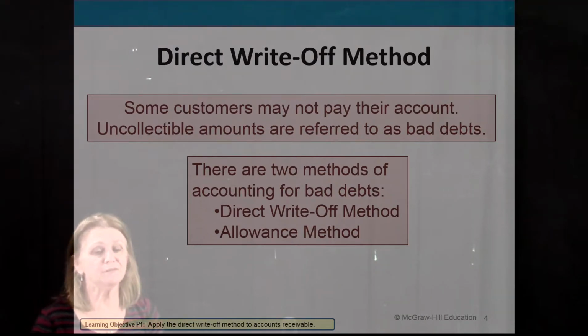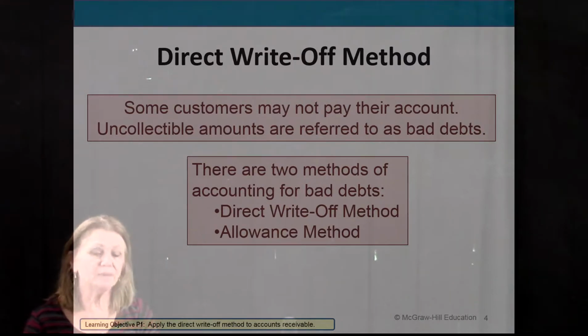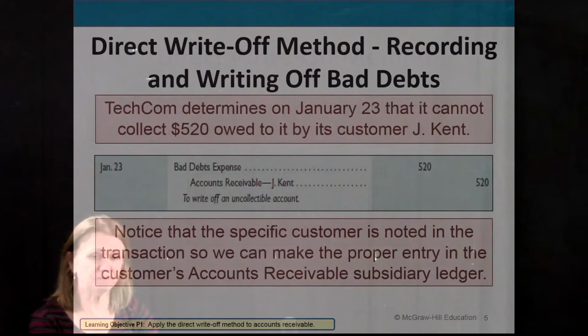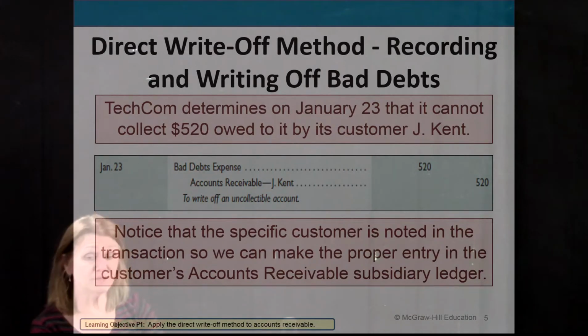So the difference in direct write-off method is it's a cash basis, it's small companies, it's when it's immaterial. Allowance method is how big companies do it, and so they match their expenses to the year in which the revenue occurred. We've already talked about the direct write-off method. You just debit bad debt expense, you credit accounts receivable, and you make sure that you make the proper entry in the customer's subsidiary ledger of accounts receivable, and then you don't loan them money anymore or let them buy stuff on credit anymore.